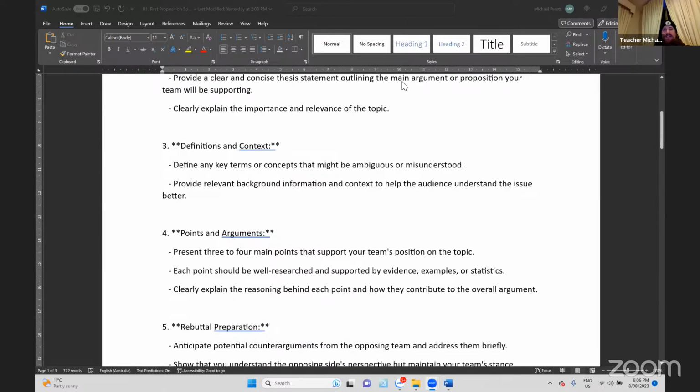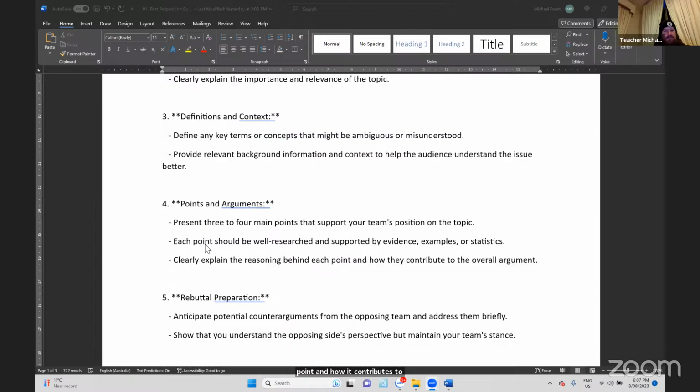Next, you want to present about 3 or 4 main points that support your team's position on the topic. So these are the arguments, essentially. This is setting up your team line. Each point should be well researched and supported by evidence. That's something that I know you've heard me say a lot. Evidence is important. And next, you want to explain the reasoning behind each point and how it contributes to your team's argument.